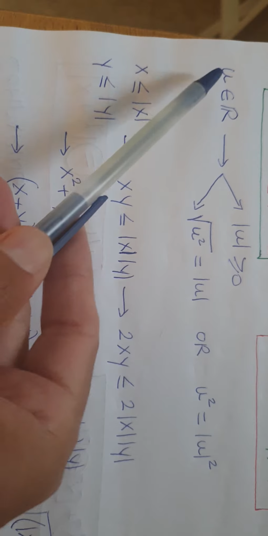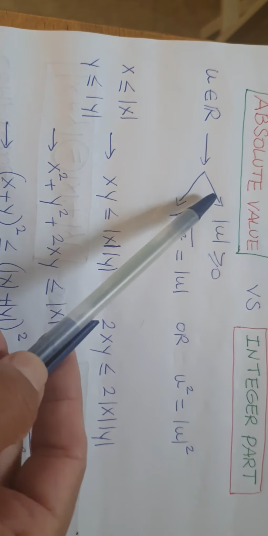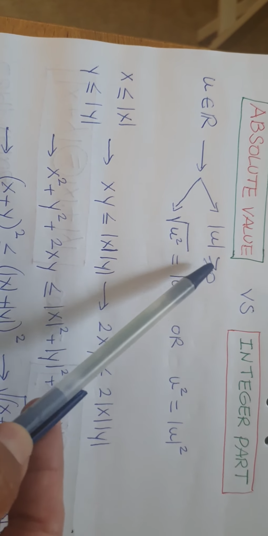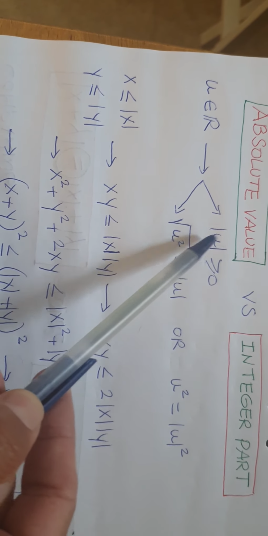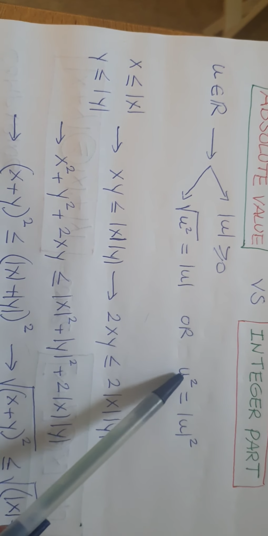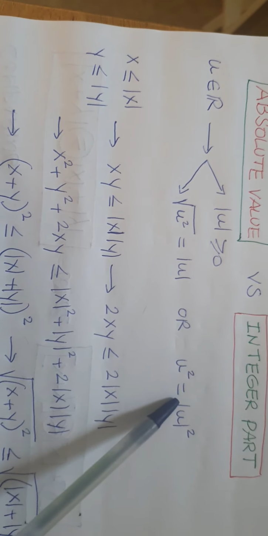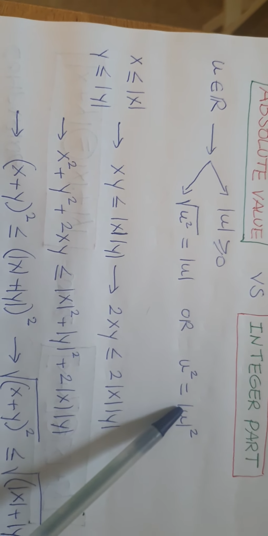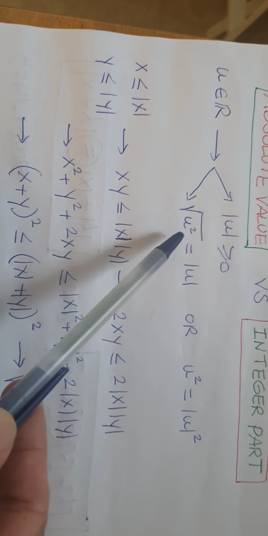Just to remind you, if u is an arbitrary real number, then the absolute value of u is always greater than or equal to 0. So the absolute value of u is never negative. And we can say that the square of a real number is equal to the square of the absolute value of the same real number. So we can either put it this way or maybe that way.